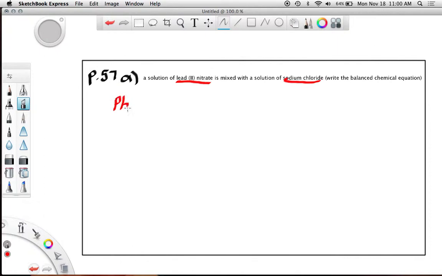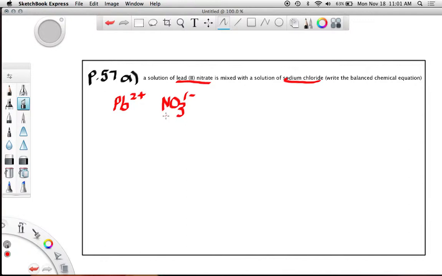Lead is Pb. And lead 2 means that it's lead 2 plus, not that there's 2 leads. Nitrate I have to look up. What's the NO3? It's a polyatomic, and I need to know its charge. It's 1 minus. So if I have a lead that's 2 plus and an NO3 that's only 1 minus, that's not going to balance out to a neutral compound.